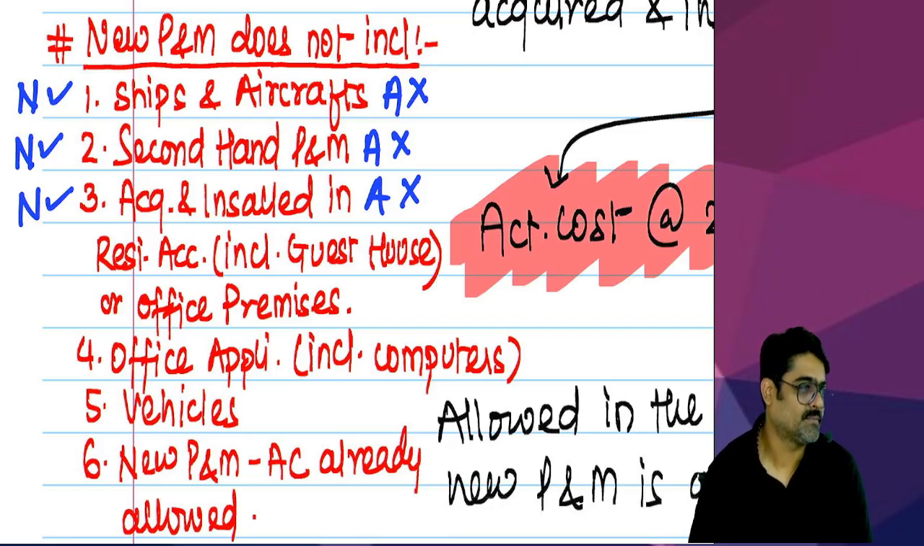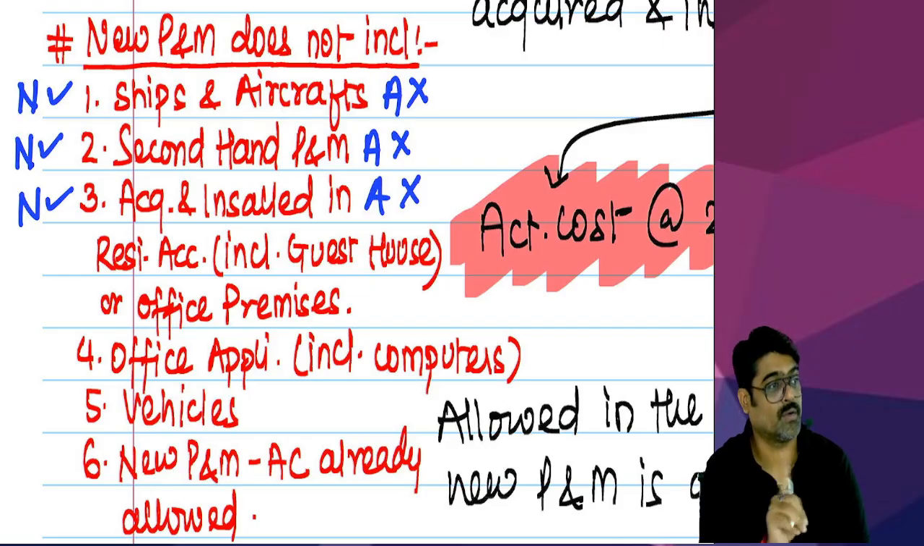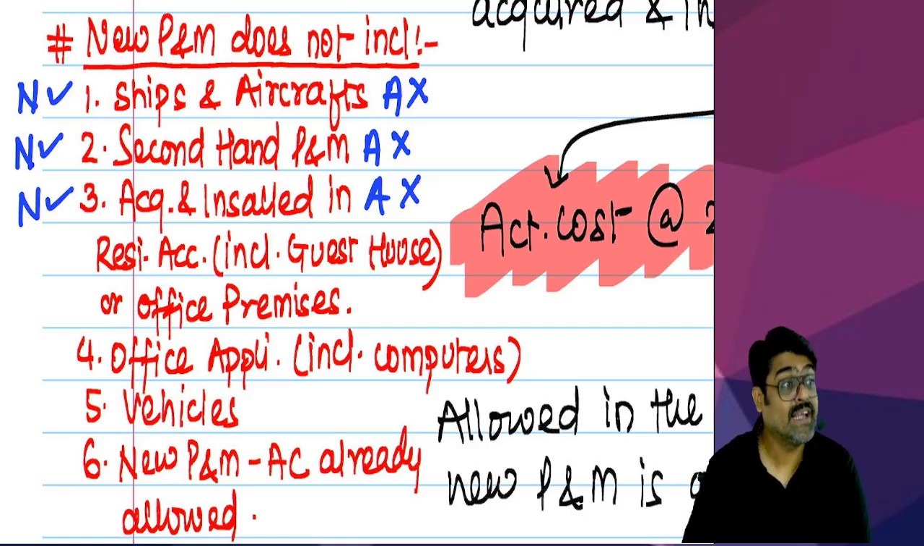Air conditioners. Air conditioners you have installed in office, in guest house, or in residential accommodations, office premises: on those ACs you are not going to get any additional depreciation. But an AC you can install in factory premises, and that AC is going to help you in manufacturing. On that AC you can claim additional depreciation because it is installed in manufacturing.